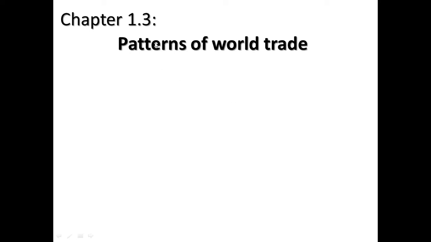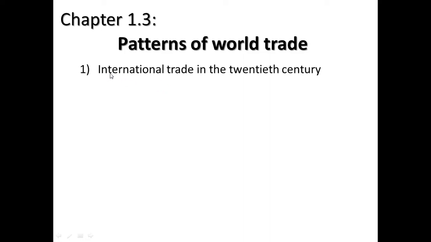Okay, this is the title of chapter 3, Patterns of the World Trade. We have some point objectives for the chapter. The first is international trade in the 20th century. Under this point you have two tables to work with, and these two tables will provide you the data information for you to answer the question related to this point. These two tables are 1.3.1 and 1.3.2.